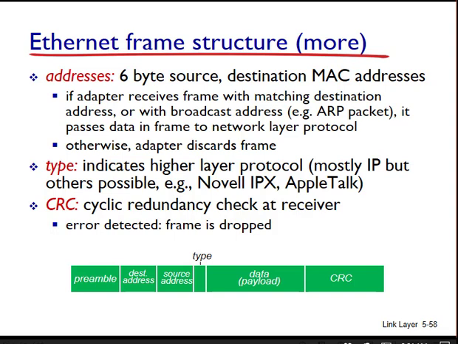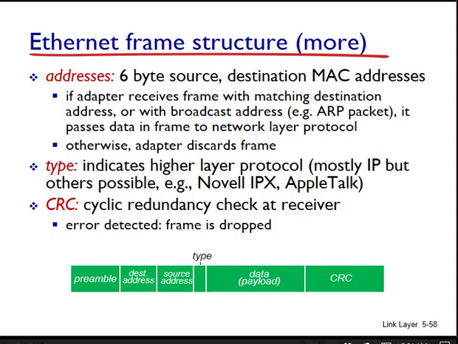The source address is 6 bytes. This field contains the MAC address of the adapter that transmits the frame onto the LAN, which in this example was AA-AA-AA-AA-AA-AA. The type field is 2 bytes. The type field permits Ethernet to multiplex network layer protocols.